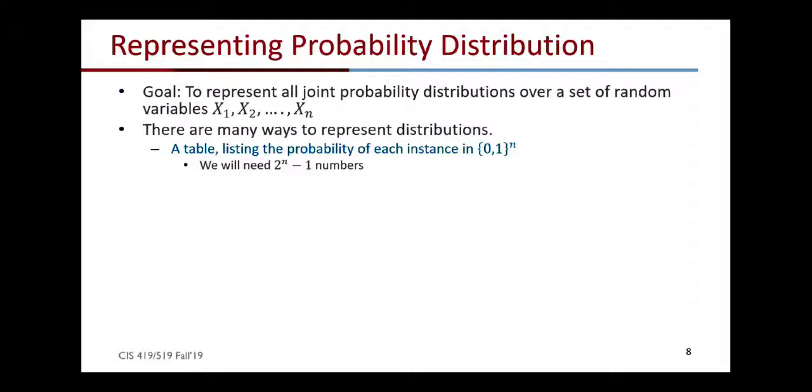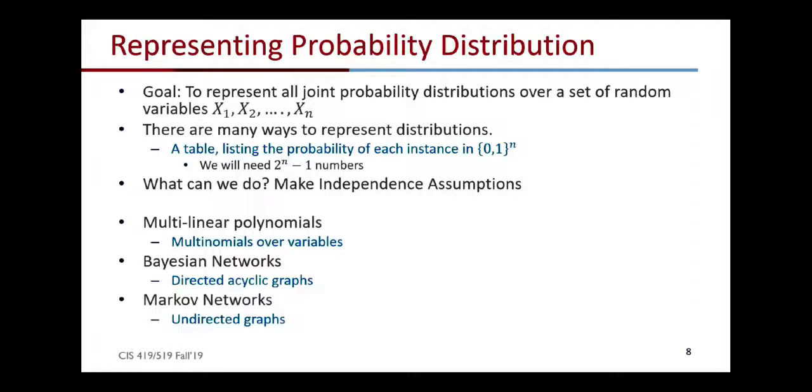But that's typically uninteresting. So what we're going to do is come up with other representations of probability distributions that are smaller, that do not require exponentially many parameters. And in order to do this, you really need to make assumptions. There are many languages that people have used to represent probability distributions. Here are some of them.